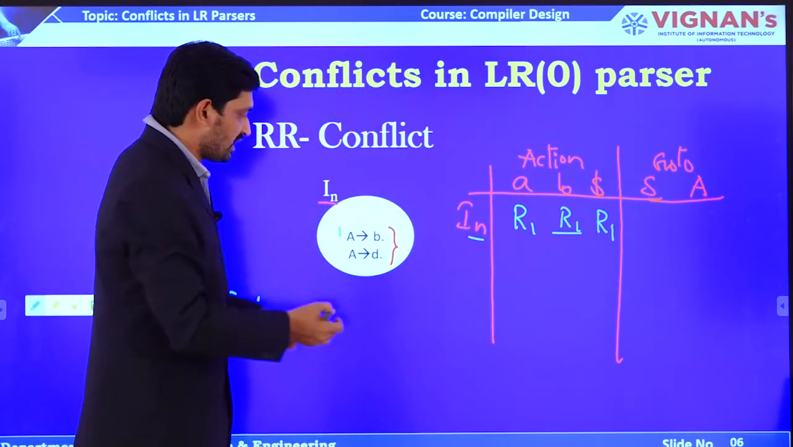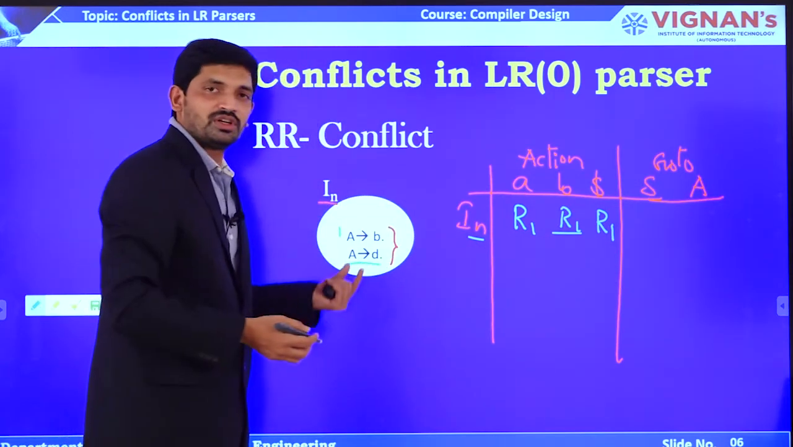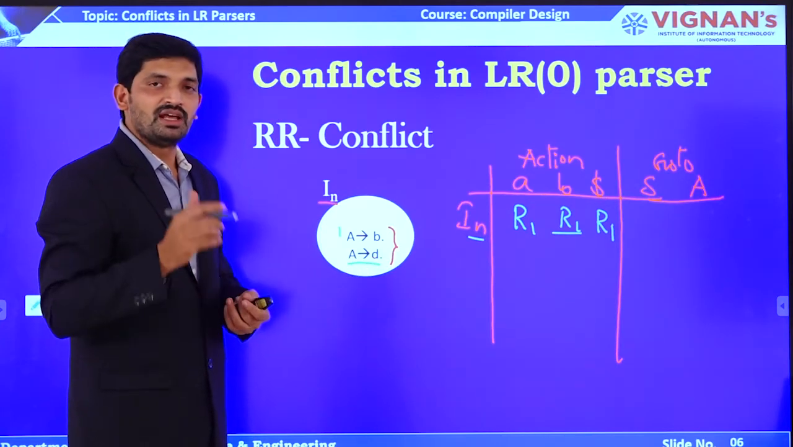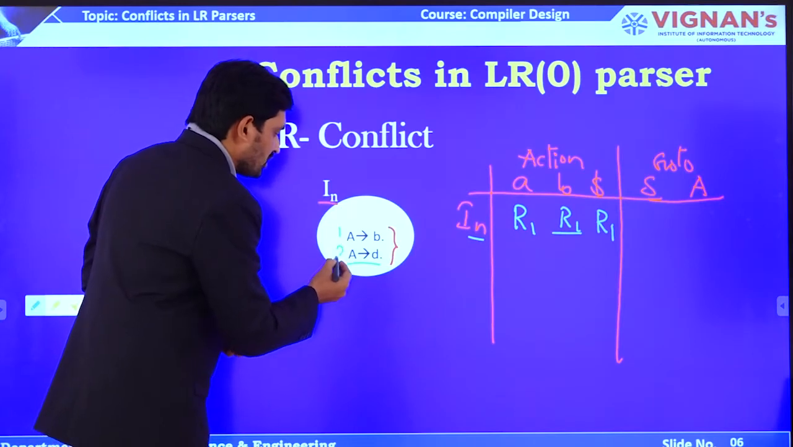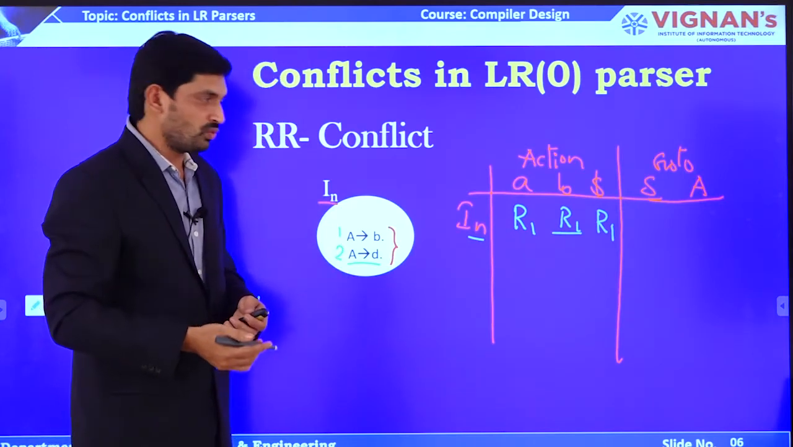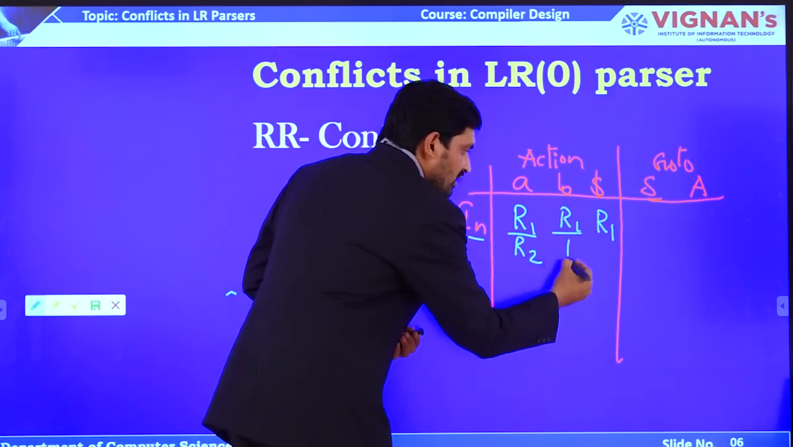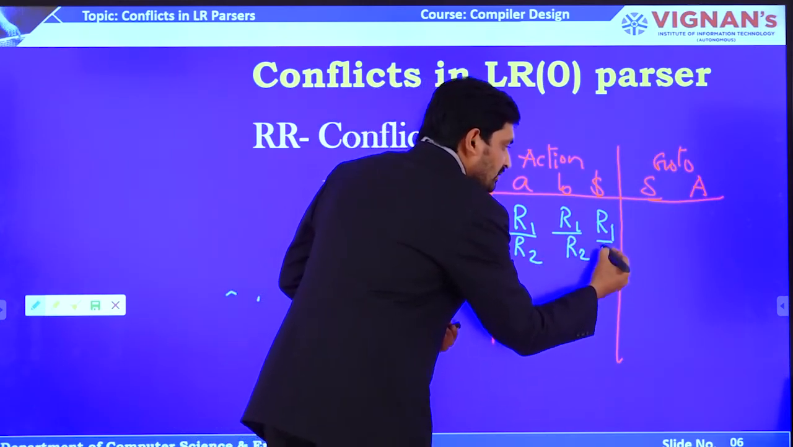And come to the second one, this is also a final item. So, I have to again perform the reduction operation. Let us say this is the production number 2 in the given grammar. So, what I have to do? I have to place the R2 operations in the entire row of IN.